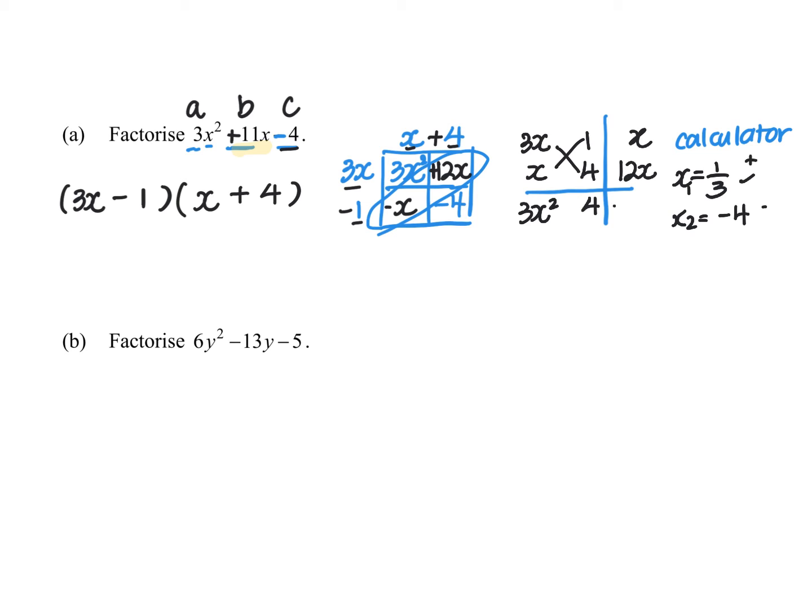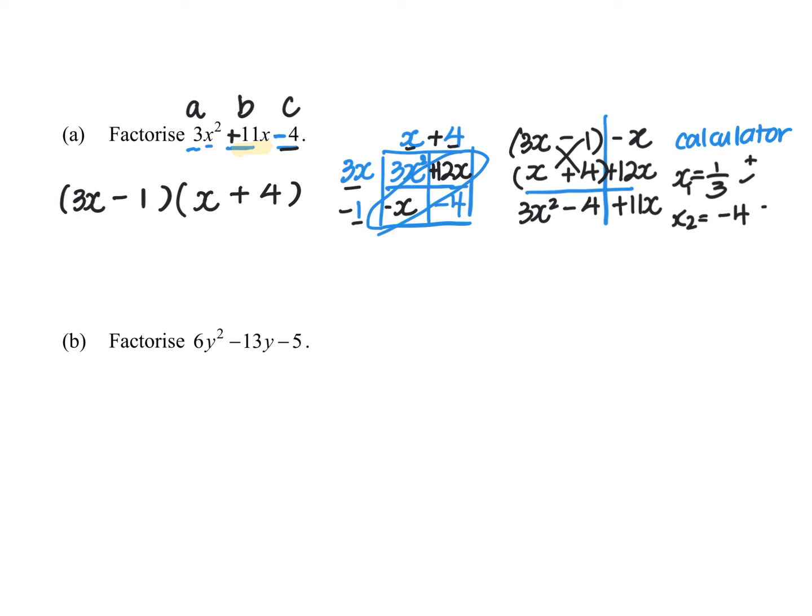Since I want a positive 11x, I'll put the positive sign with the larger number, negative sign with the smaller number, so that they add up to give me positive 11x. Then last check, negative times positive 4 will give you -4. And this one will give you the answer over here.